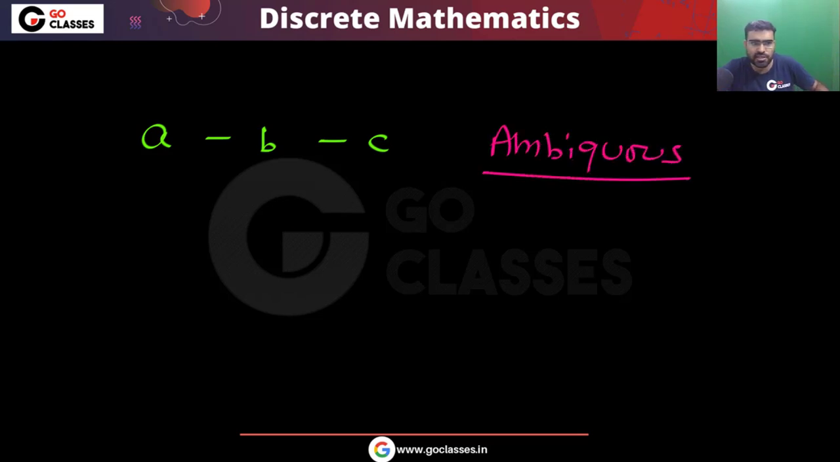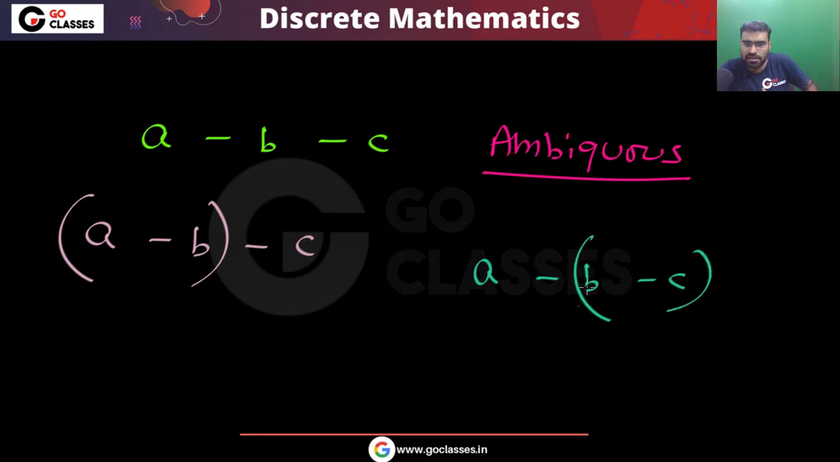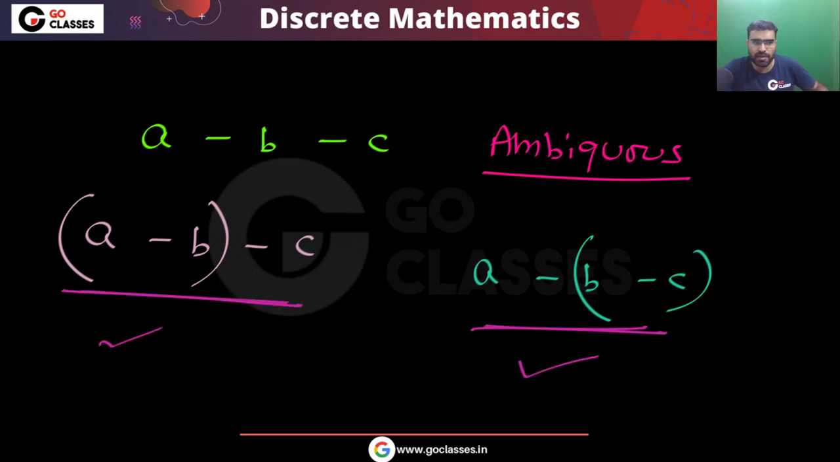This type of expression is going to be ambiguous. So in this type of situation, because subtraction is not associative, I should give proper parentheses. For example, if I want to ask you this expression, then I should put this parenthesis. Similarly, if I want to ask you this expression, then I should put this parenthesis. The point is simple: this parenthesis is important now.